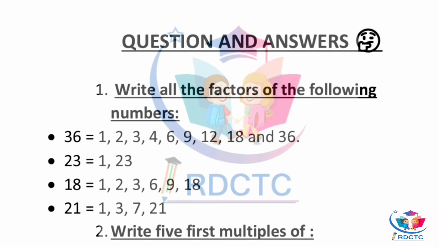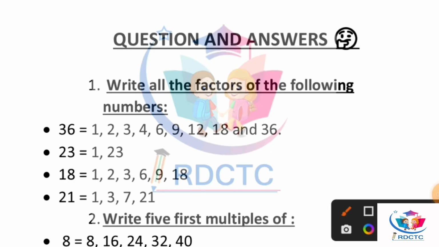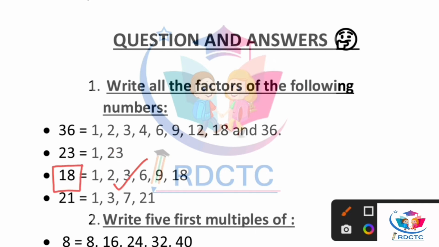Now we look at 18. 18 is divisible by 1. Next, 2, because 8 is present here, and the number is divisible by 3. As it is divisible by 2 and 3, that's why it is divisible by 6 also. 18 is present in the table of 9, and 18 is divisible by itself.